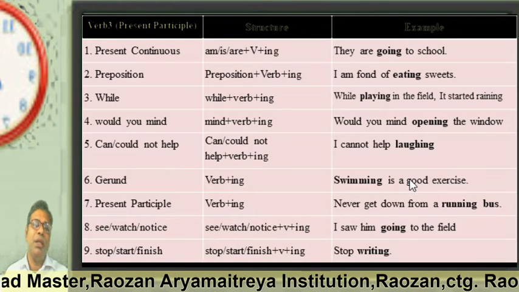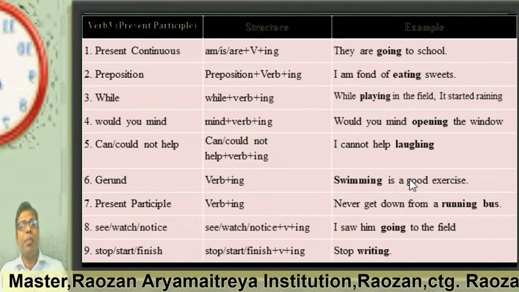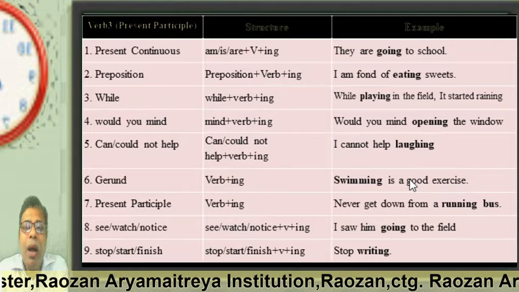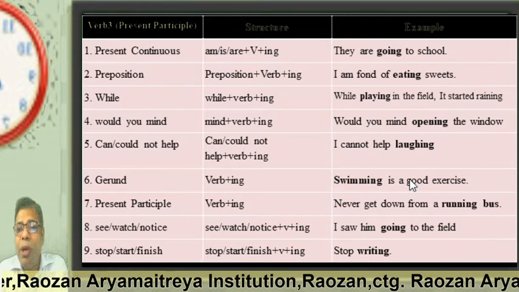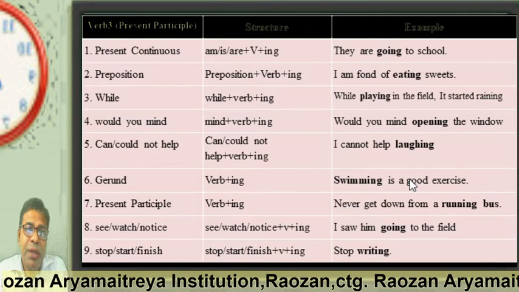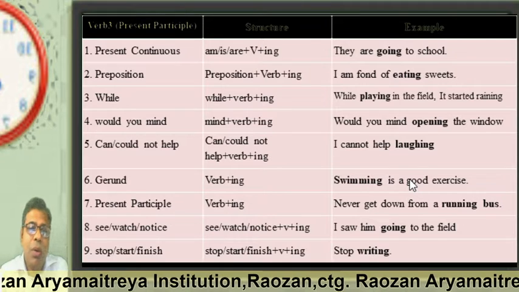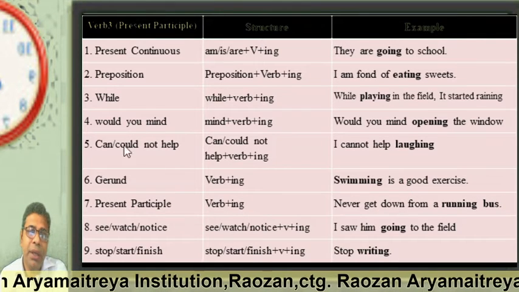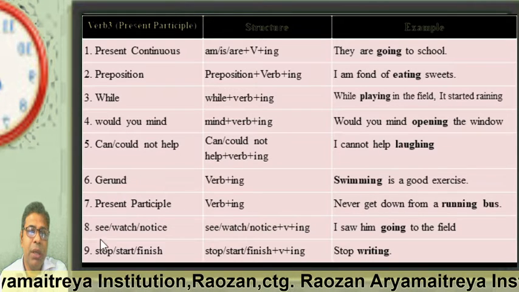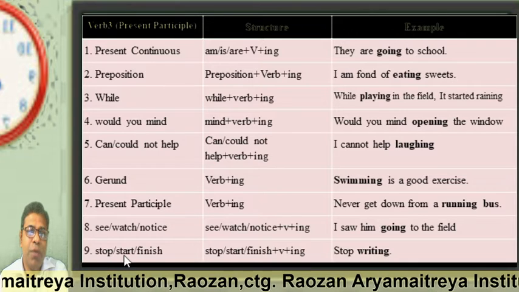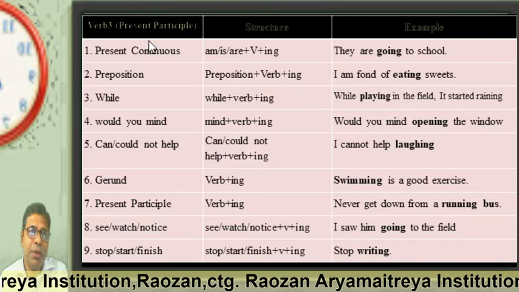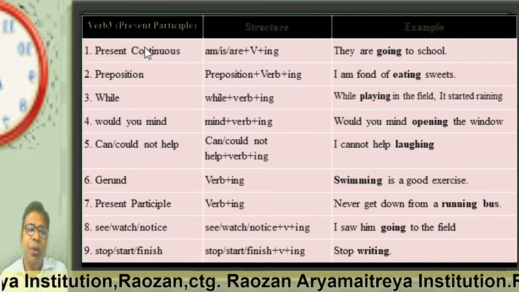Okay, this is another chart of the past participle form. Dear students, you need to remember it. How many terms you have to remember for using present participle? Okay, present continuous tense, preposition, while, would you mind, could, can, not help, gerund, present participle, see, what, notice, stop, start, finish. These are the terms in English. You need to use present participle.